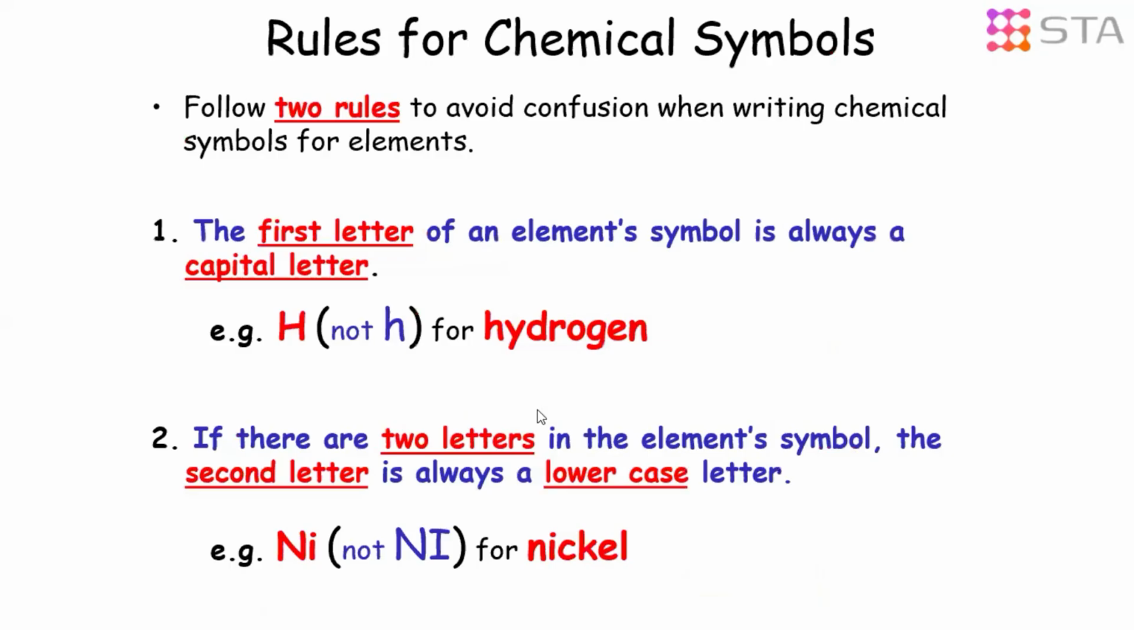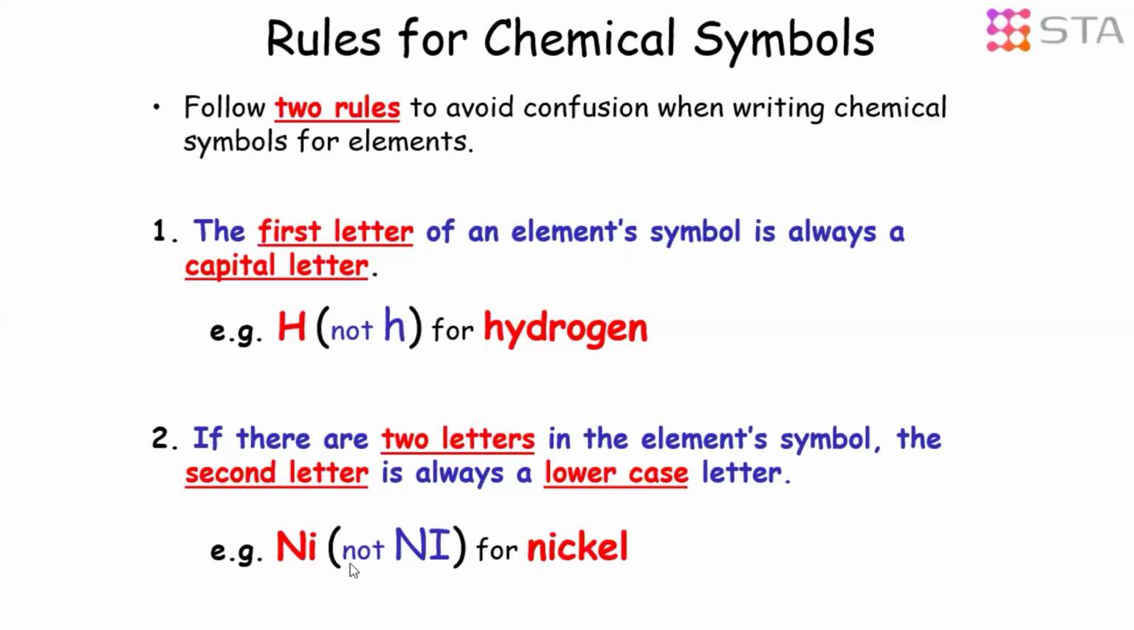So it's very, very important now we learn these two simple rules for writing chemical symbols, because too often students lose marks because they don't write chemical symbols correctly. So the two rules are as follows. The first letter of an element symbol is always a capital letter. So for hydrogen, it's going to be capital H, not lowercase h. The second rule is if there are two letters in the element symbol, the second letter is always lowercase. So for example, nickel has capital N, lowercase i.